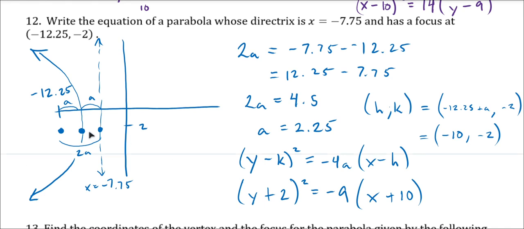To find our vertex, we could go up by a from negative 12.5 to bring us to 10. The y value is going to stay the same because this parabola is opening to the left. We can see that because the directrix is over here, a vertical line, so our parabola opens either right or left, and the focus is to the left of that, so the parabola opens to encompass the focus. Now we've got a vertex at (h, k), and we have a value for a, so we can just plug everything into standard form and simplify to get y plus 2 squared is equal to negative 9 times x plus 10.